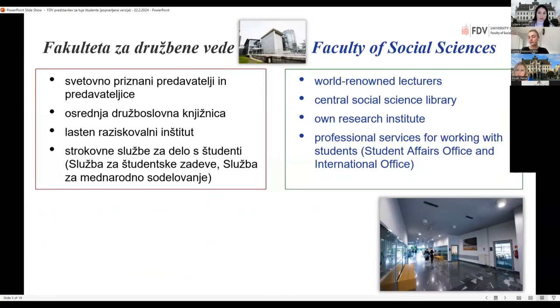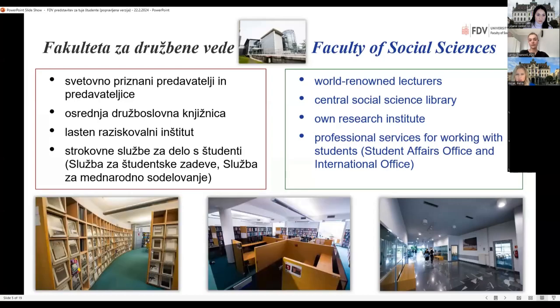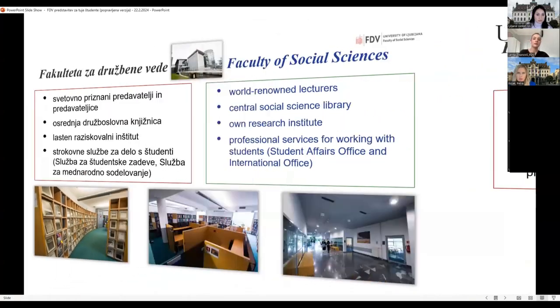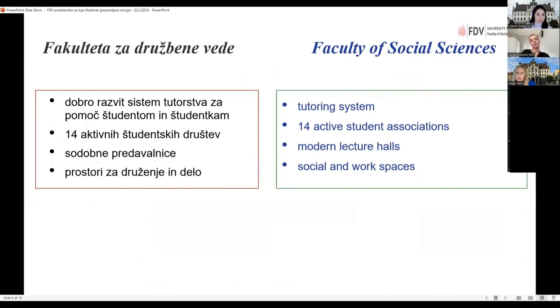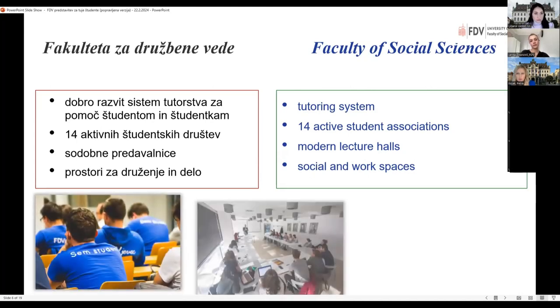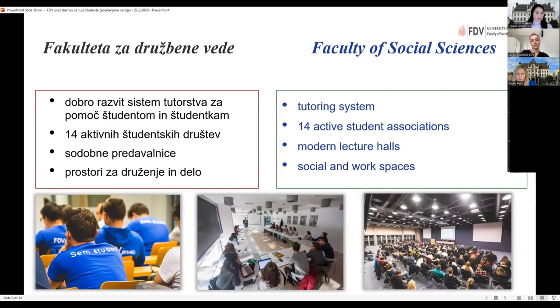The Faculty of Social Sciences consists of world-renowned lecturers. We have a central social science library. You can see all this in the pictures below. We have our own research institute, and we provide professional services for working with students, like the Student Affairs Office, where I work, and the International Office. We have our own tutoring system, 14 active student associations, modern lecture halls, and social and work spaces. You can see them in the pictures below.